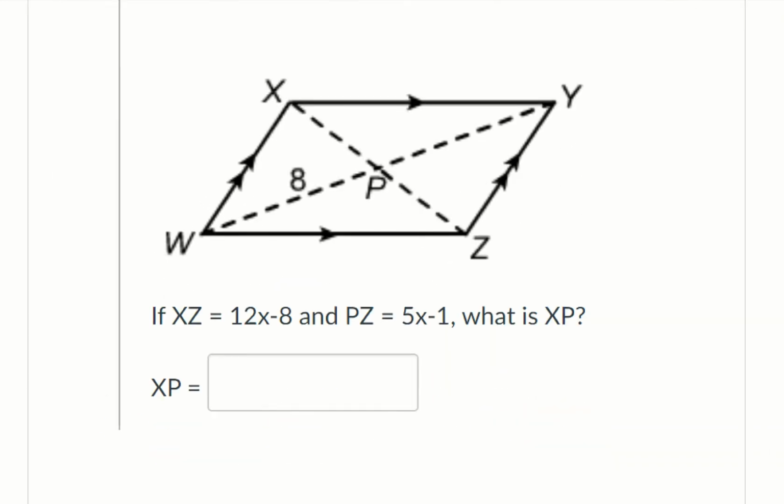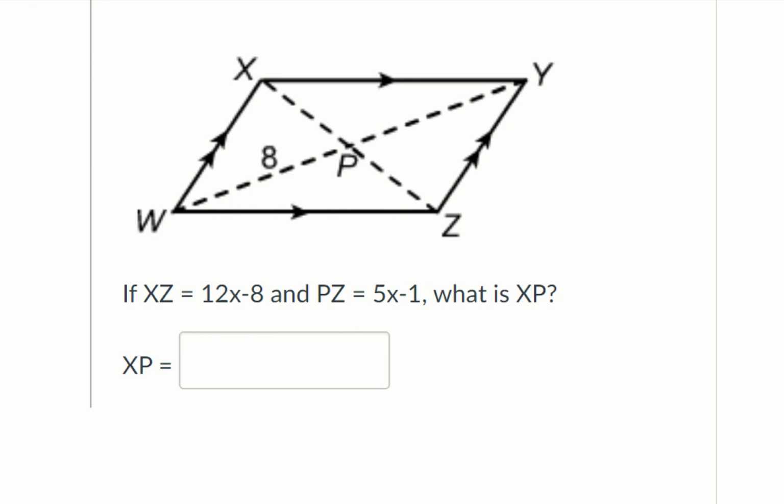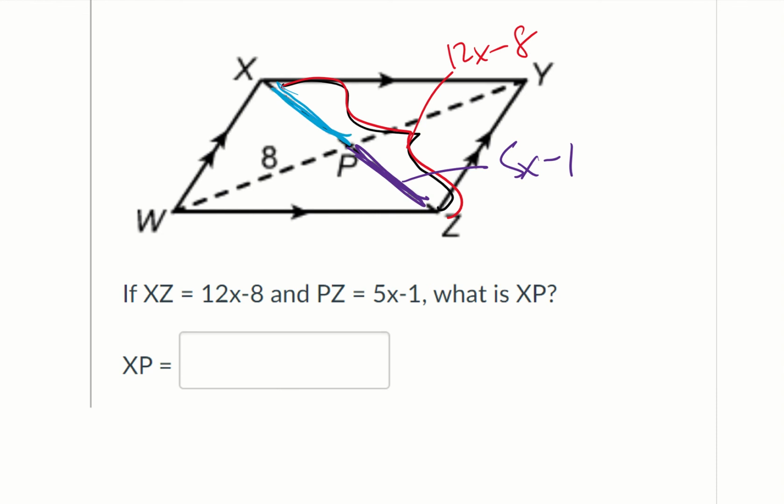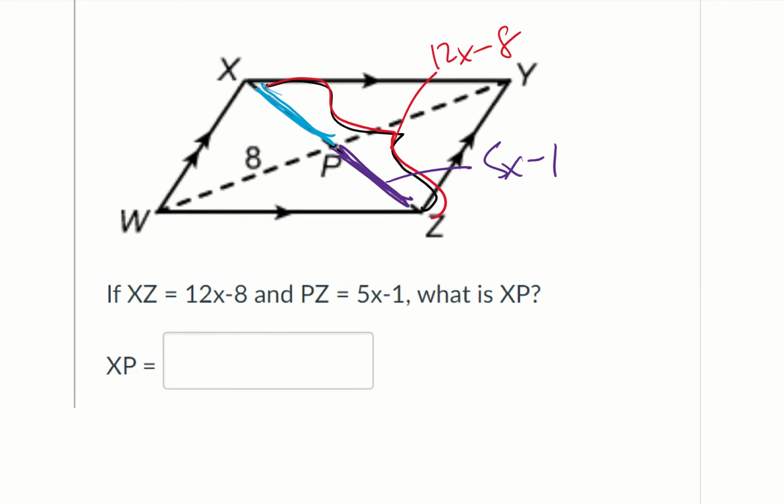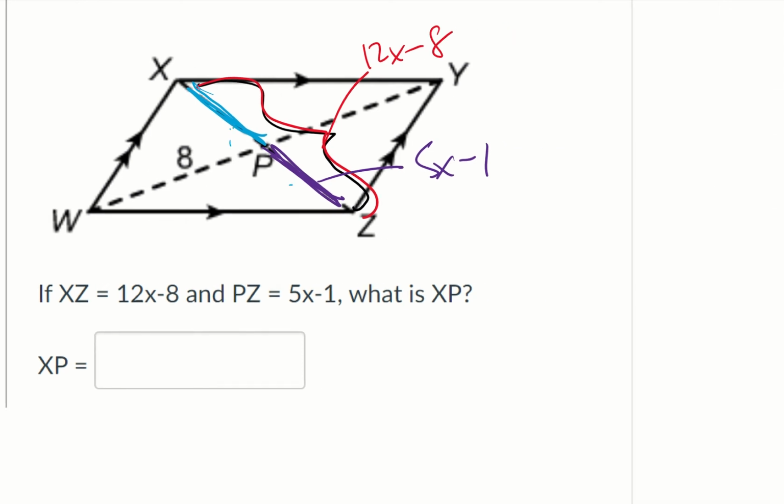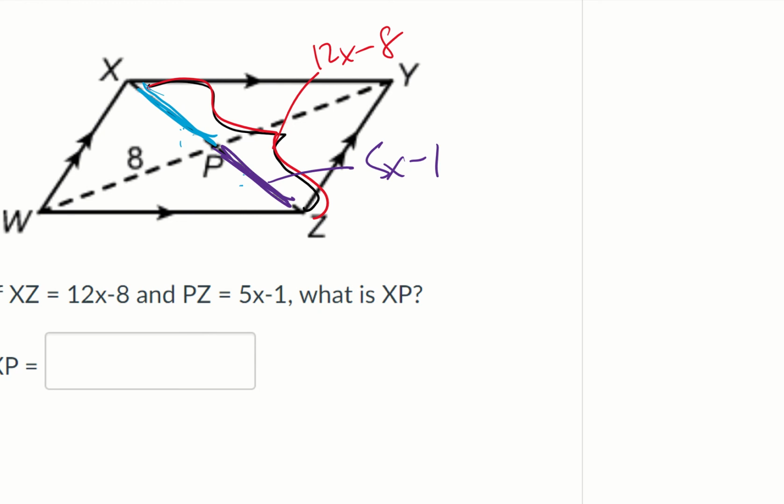Okay, so we have what looks to be a parallelogram, and it says if XZ is 12x minus 8, so XZ, this part, and I'll color code that, is 12x minus 8, and we know that PZ in purple is 5x minus 1, then what is XP? We have XZ, we have PZ, and we just want XP. We can clearly see that the blue and the purple add up to the red. Since the blue and the purple is the same thing as the red, 2 purples is equal to a red.